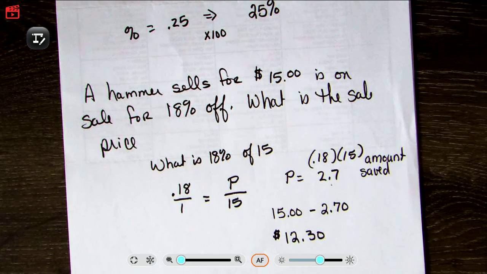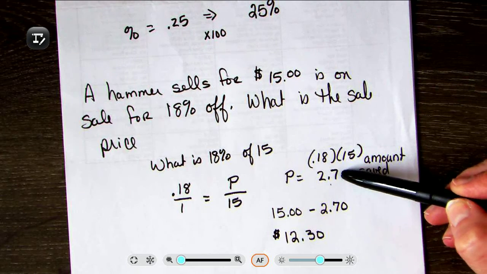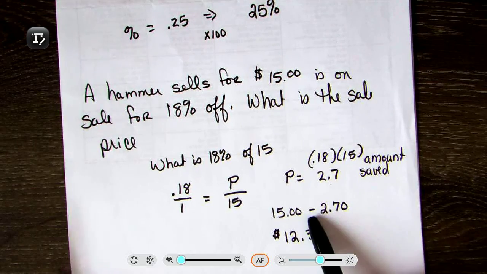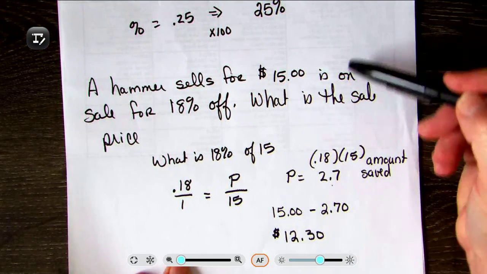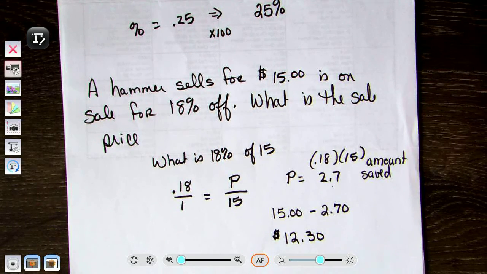Very similar problems are ones where we would do an increase. Let's say we wanted to tack on an 18% tax. We would start the same way, but instead of subtracting that 2.70, we would be adding that 2.70 tax on. So we would be adding instead of subtracting. So make sure when you're doing these word problems to read them very carefully and to go through them very slowly. Also, use your calculators and watch how you push the buttons so that we don't get errors that way either. Hopefully this gave you a little bit of an idea of some percentage problems.